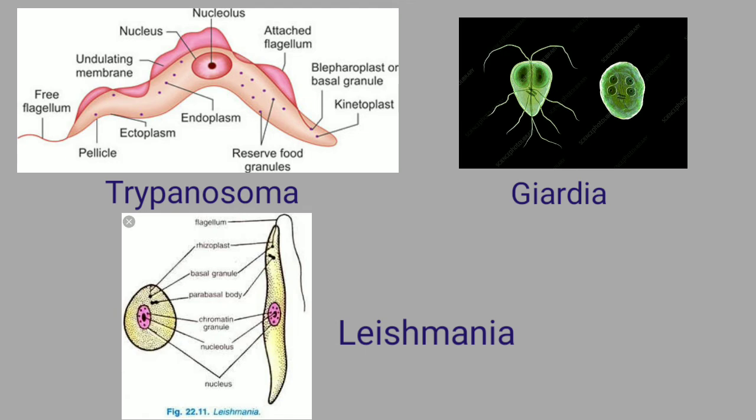The members of the zooflagellates are Trypanosoma, Giardia and Leishmania, and these are very much known for their disease-causing nature. Giardia causes a disease called giardiasis. Trypanosoma causes a disease called sleeping sickness, and Leishmania donovani causes a sickness called kala azar or black fever. So the species under these flagellated protozoans or zooflagellates are of economic importance to us.